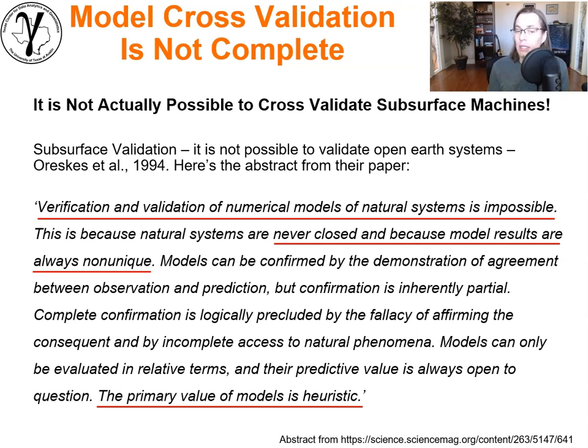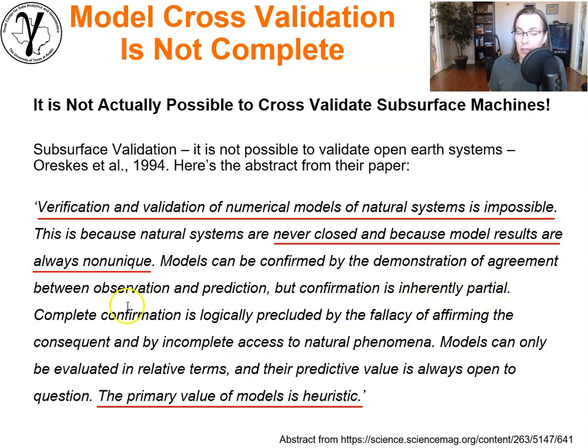Go to the paper Oreskes et al., a very, very popular paper from 1994. If you read through it, what it tells us in summary is it's not possible to validate open Earth systems. Verification and validation of numerical models of natural systems is impossible. This is because natural systems are never closed and because model results are always non-unique. Models can be confirmed by the demonstration of agreement between observation and prediction, but confirmation is inherently partial.